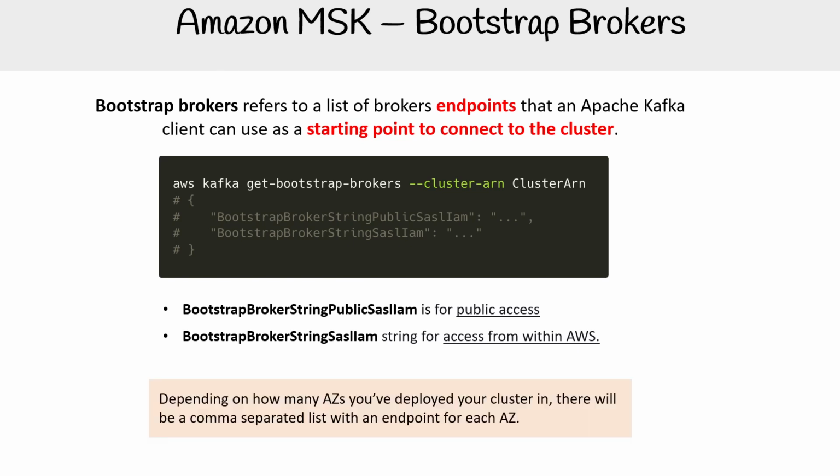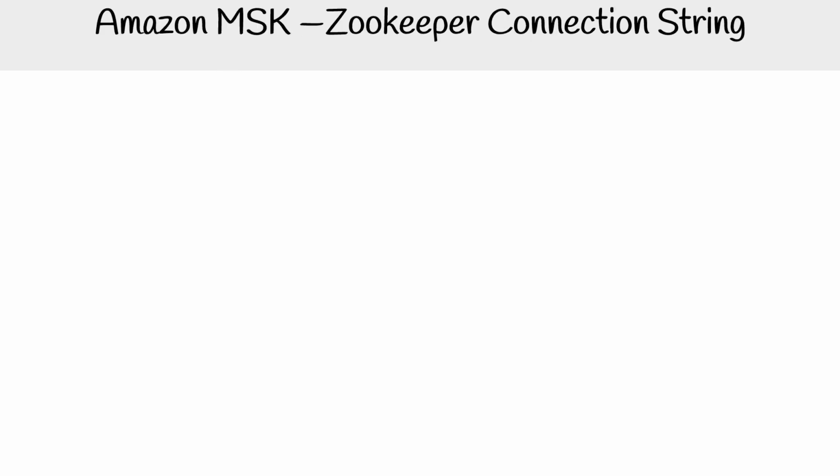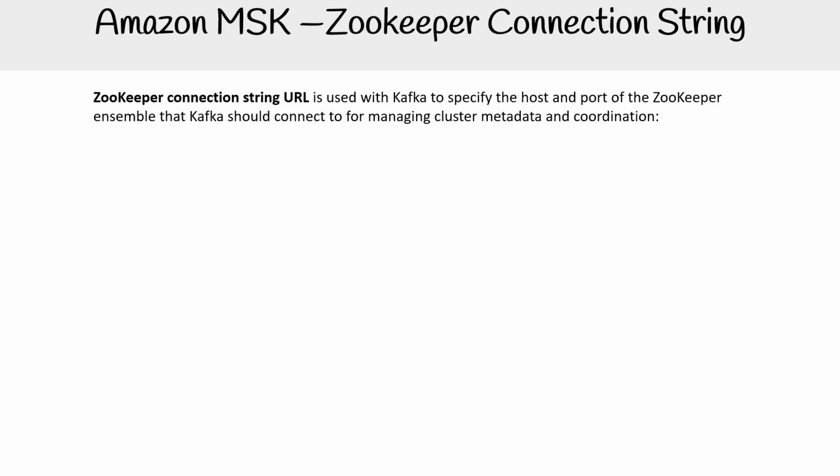And also, I just want to point out that sometimes they provide you multiple endpoints under each of these, because if you are deployed in 3 AZs, then they're going to give you back 3. Whereas when we do it, we're only dealing with 1 AZ, so we're just getting 1 back, if that makes sense. You can also get the Zookeeper connection string URL.